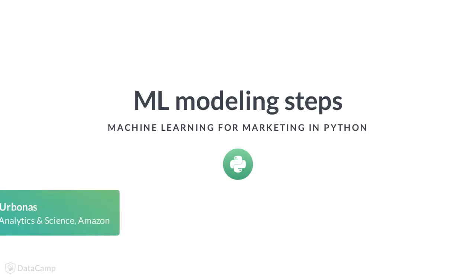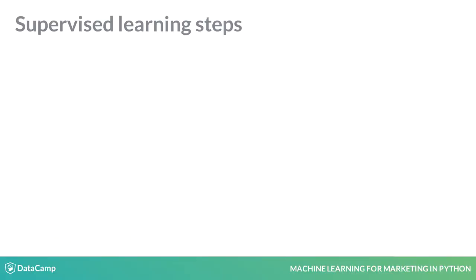Great work! Now we will learn about the main machine learning steps. As you've learned previously, supervised learning predicts a certain outcome. We typically follow 5 steps when building a supervised learning model.